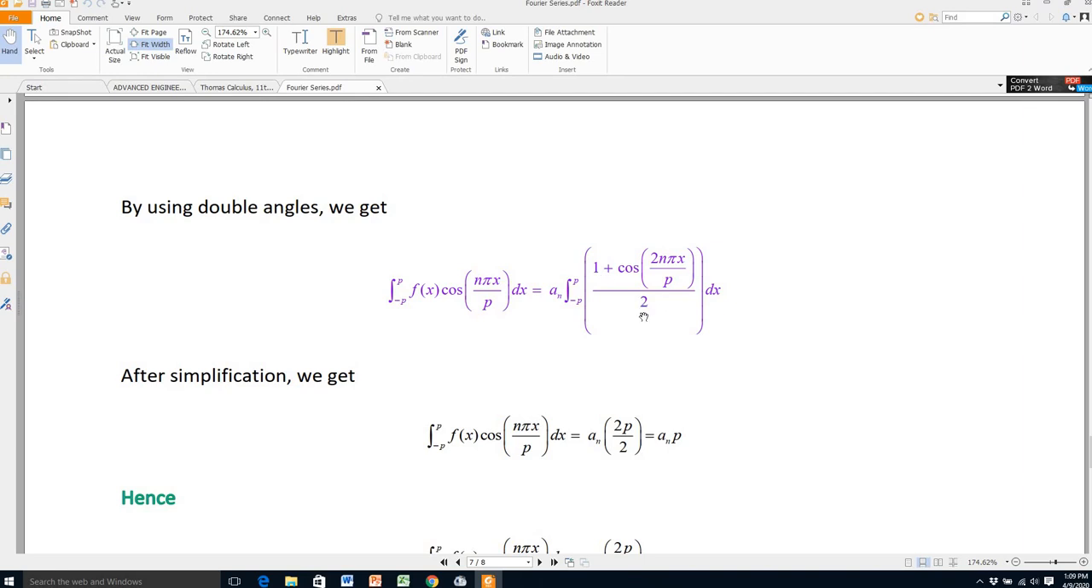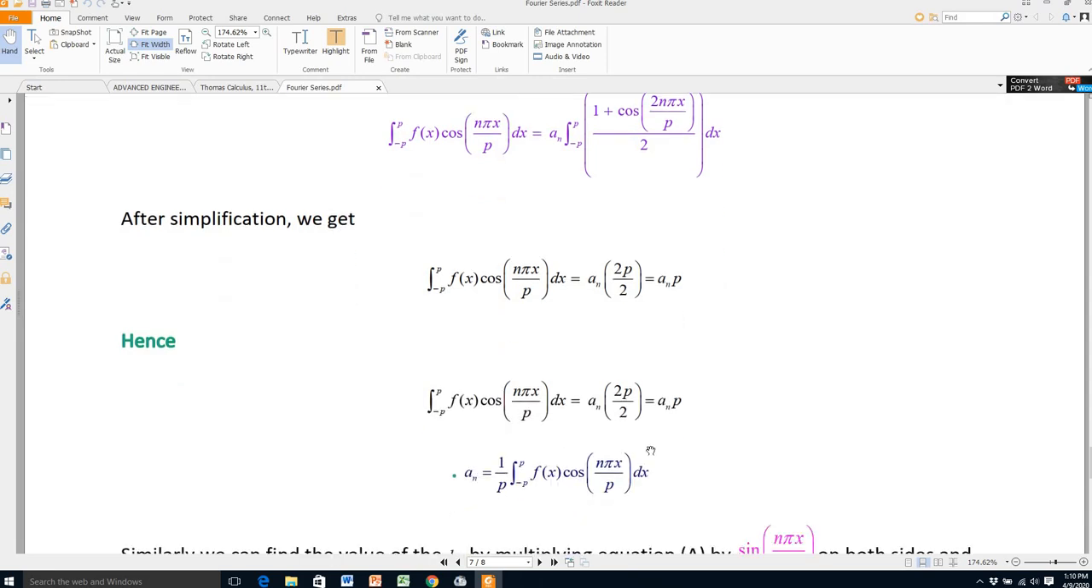When you integrate this, you take the 2 outside the integral, it becomes a n over 2, and when you integrate this 1 with respect to x, it becomes x, and the integral of cos is sine. When you evaluate this sine at minus p and p, after simplification the value becomes 0. This is a simple integration, and we get a n times 2p over 2, which is a n p.